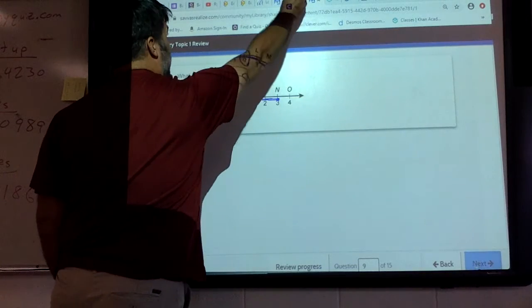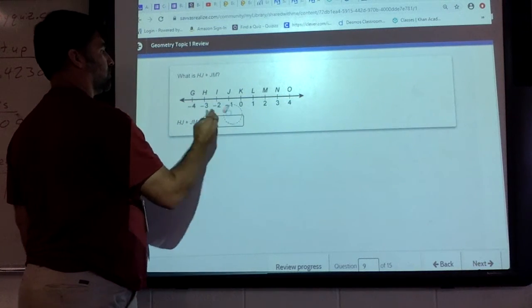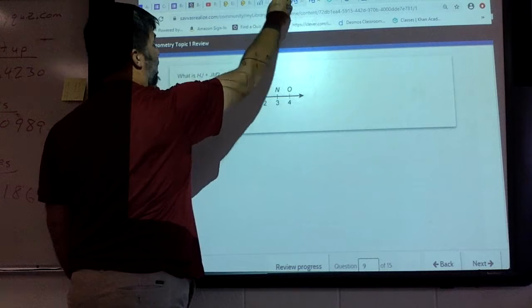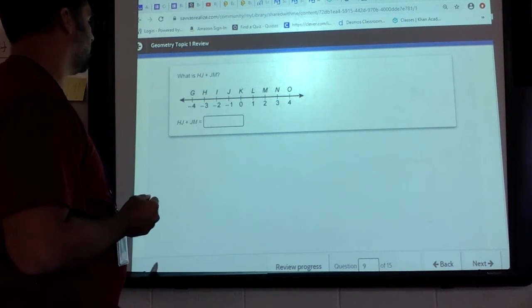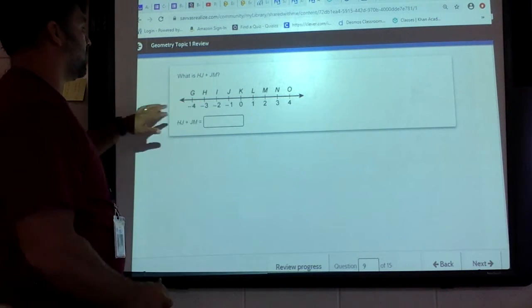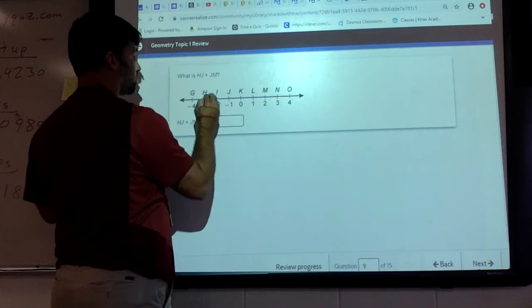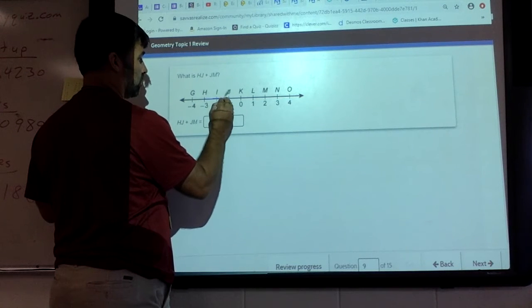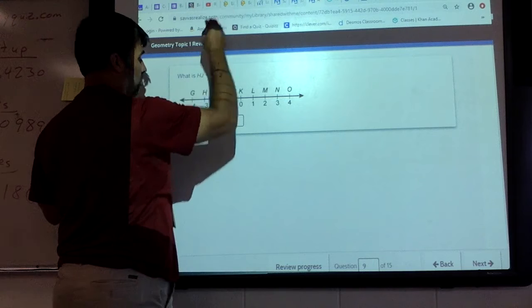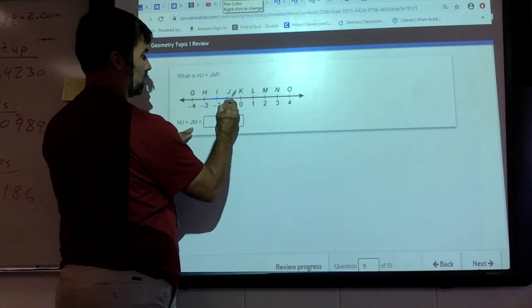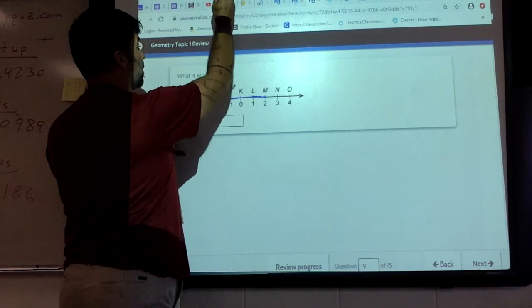So be careful of that when you get that on the test. All right, same thing over here. And I actually, to be honest with you, I messed this one up too. It says HJ, which is here to there, plus JM, which is there to there, okay?